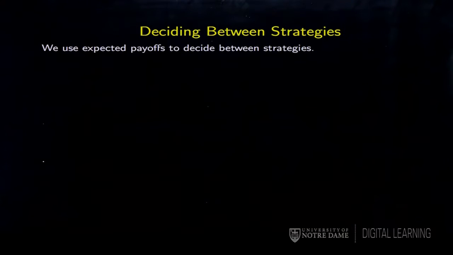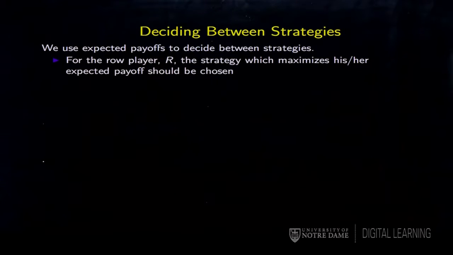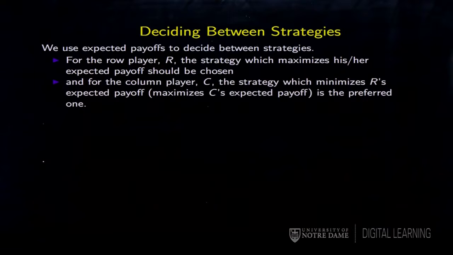How do we decide between strategies? Well, we're going to use expected payoff to make this decision. So the strategy which gives a player the greater expected payoff is the one that they should choose. So for the row player R, the strategy which maximizes his or her expected payoff should be chosen. And for the column player C, the strategy which minimizes R's expected payoff in the long run through repeated play should be the preferred strategy.